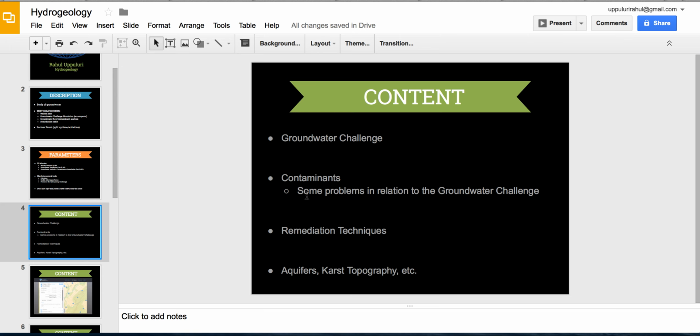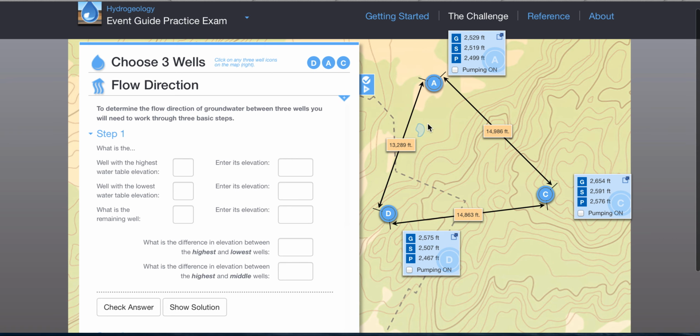In addition, some of these problems relate to the groundwater challenge. For example, based off of the water table elevations, well C has a bigger elevation of 2,591 feet compared to well D, 2,507. So they might ask you, if well C is contaminated with a certain contaminant or pollutant, which wells would it flow to? Obviously, it would flow downwards from higher elevation to lower elevation.